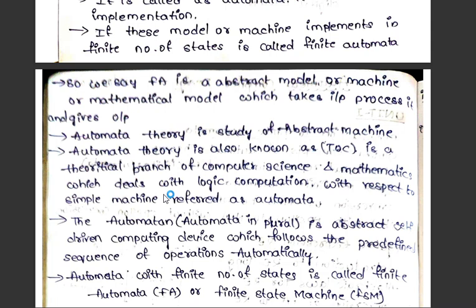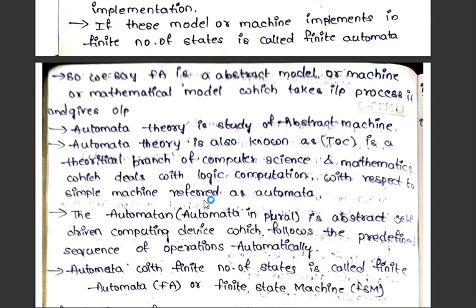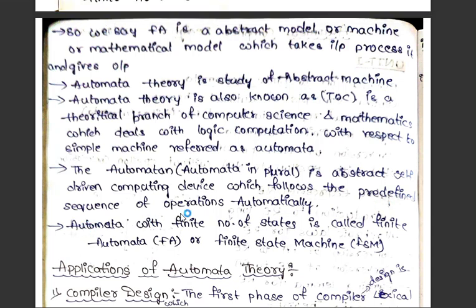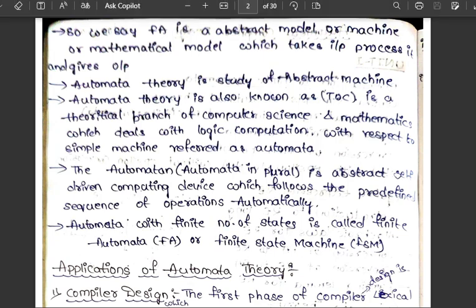So it is a theoretical branch of computer science. This automata theory is a branch of computer science and mathematics which deals with logic and computation. So it's a combination of automata and computation, which follows some predefined sequence of operations. Automata with a finite number of states is called finite automata or finite state machine.